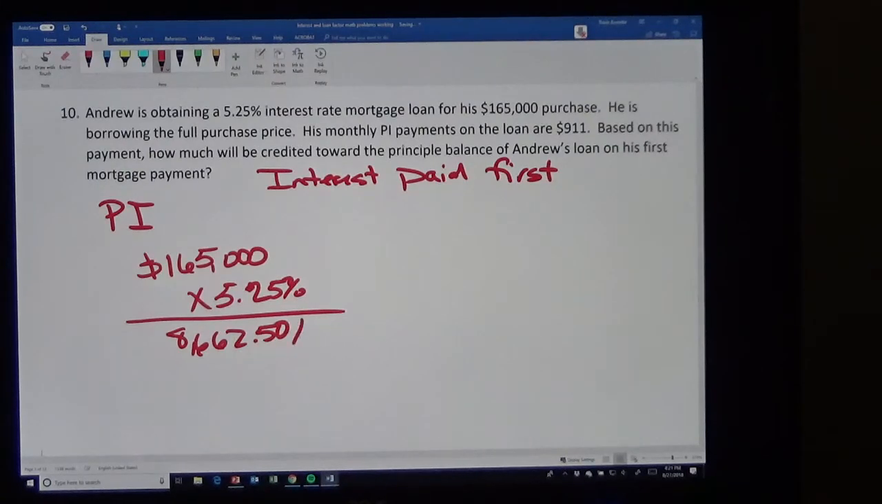That's $8,662.50 per year. And we want to divide that by 12 months, because we're paying our mortgage monthly, so we need to get it down to monthly interest. And when we do that, we get monthly interest of $721.88 per month.